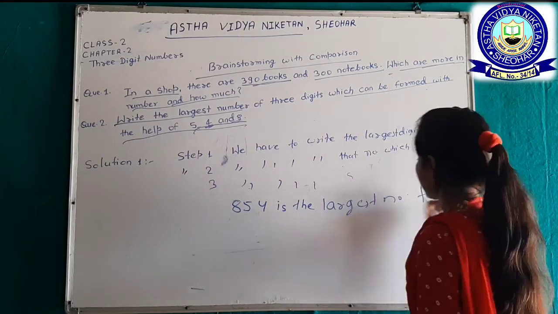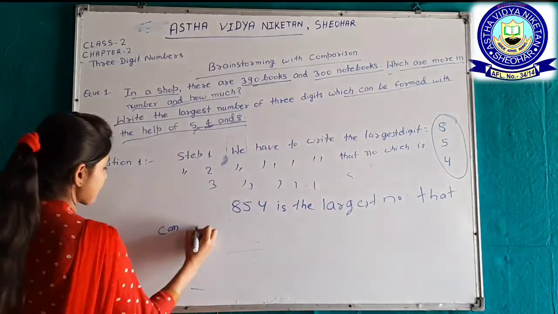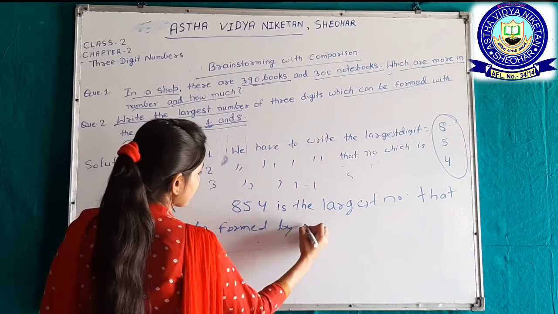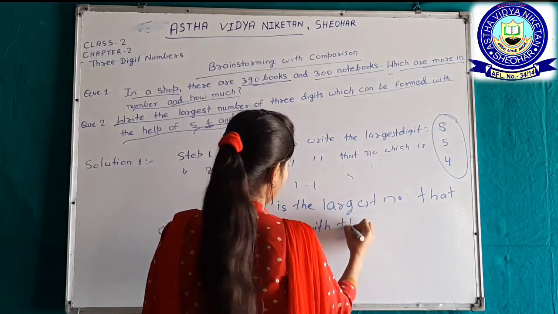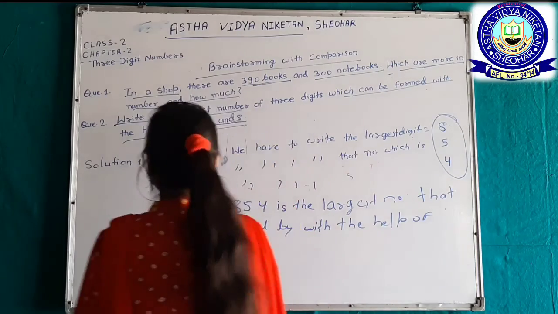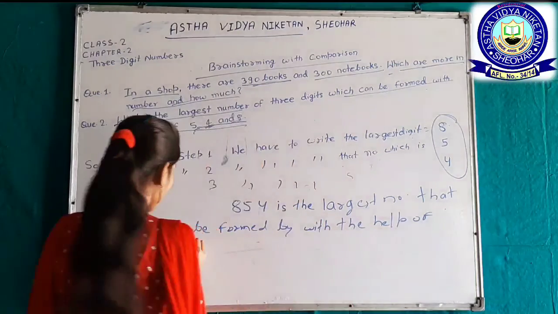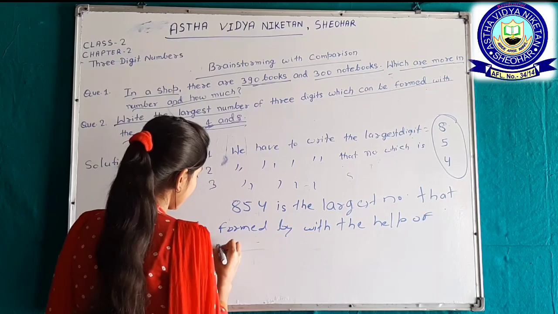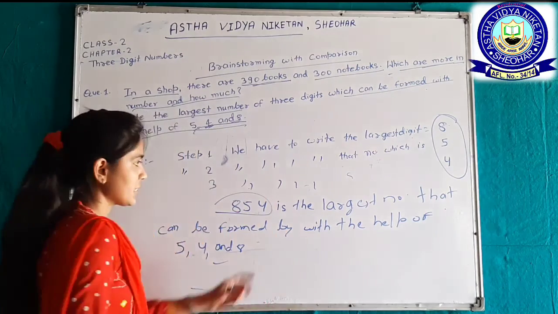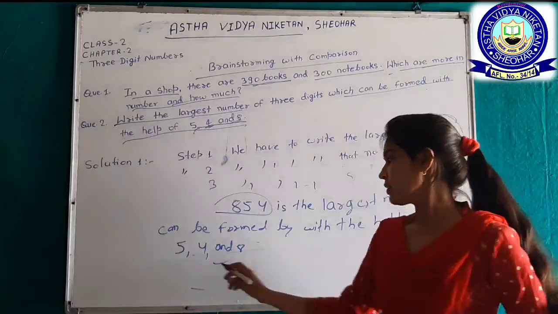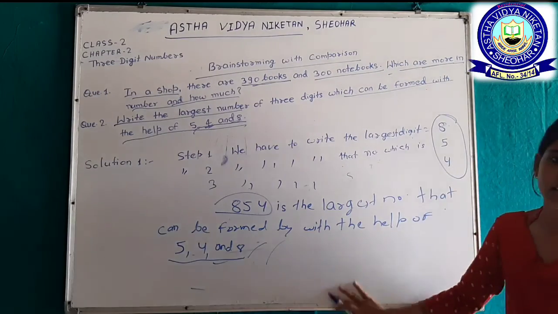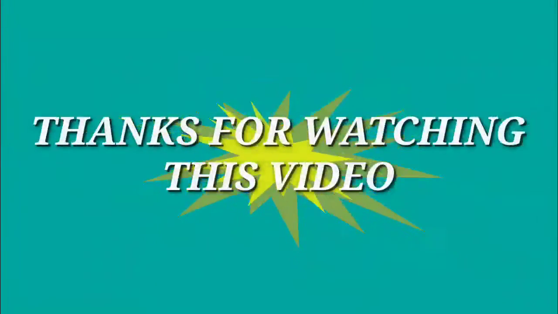854 is the largest number that can be formed with the help of these 3 digits 5, 4 and 8. That's all your exercise. Thanks for watching this video.